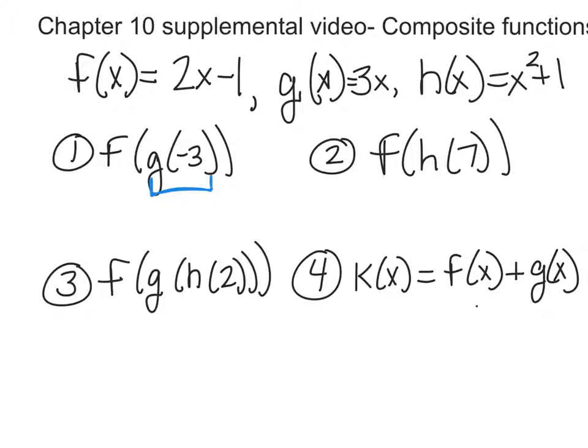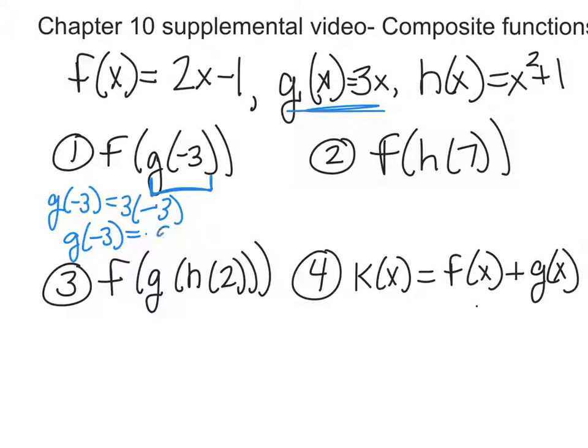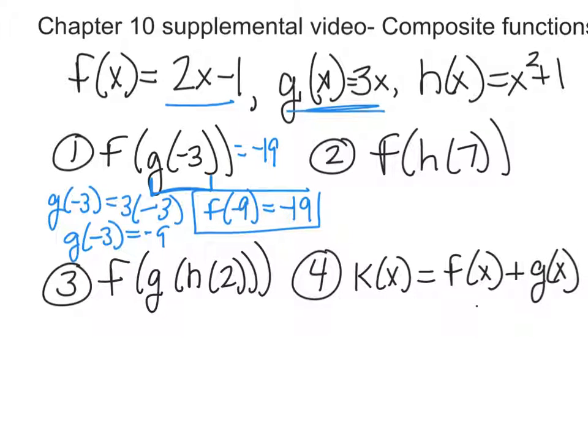So g of negative 3, if I plug it into the g of x function, would be negative 3 times 3. That gives us g of negative 3, which is negative 9. Now we take that value and plug it in for f of g of negative 3. So f of negative 9: 2 times negative 9 is negative 18, minus 1 is negative 19. So the answer to this is negative 19.